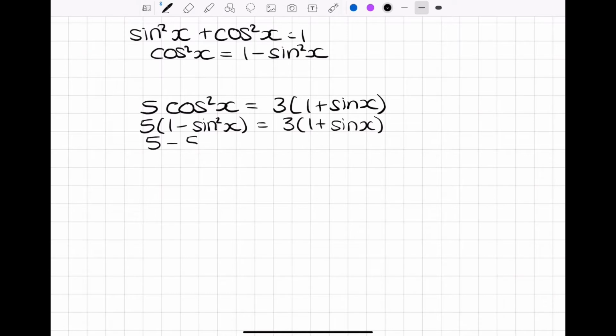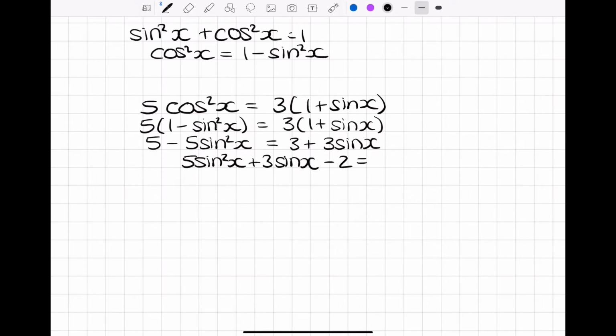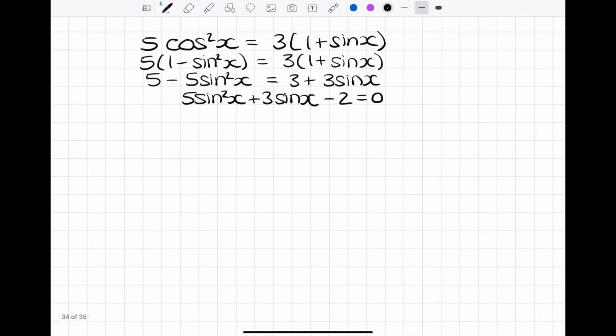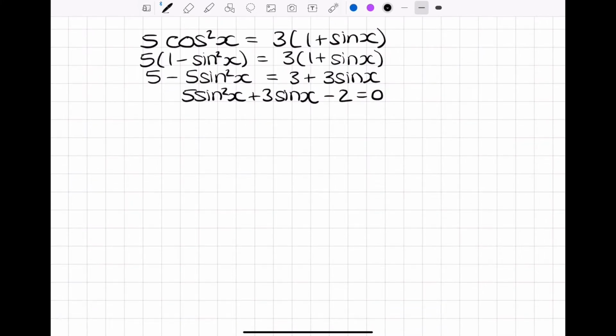If I expand all of this, I get 5 minus 5 sine squared equals 3 plus 3 sine. And if I put all of this onto the same side, I'll put it all onto the right hand side, just so I get a positive sine squared. And from there, we can factorise. So for this one, just probably put it all into your calculator, and we get some solutions for sine x.